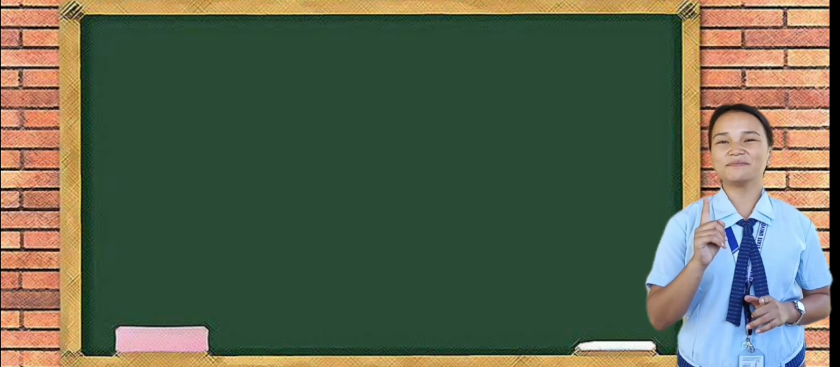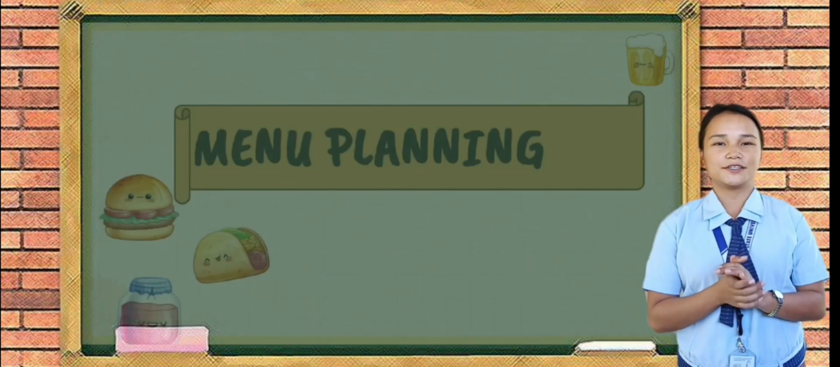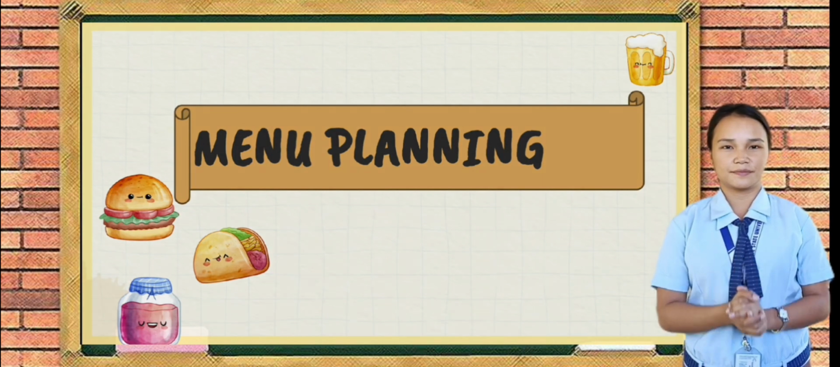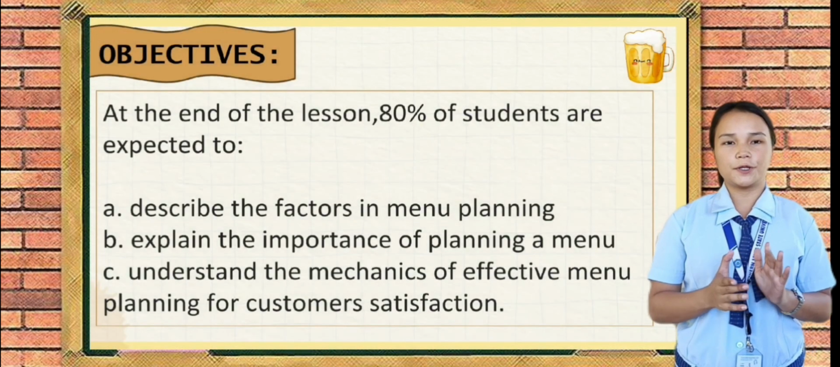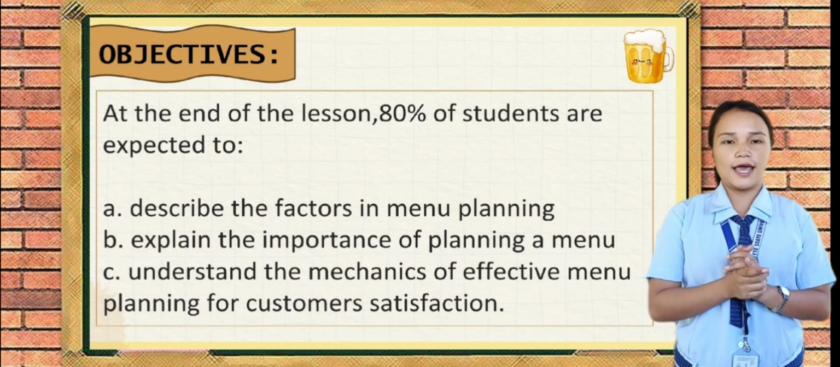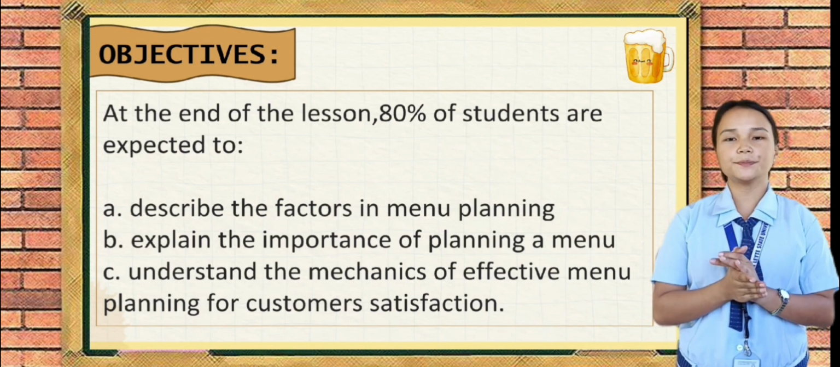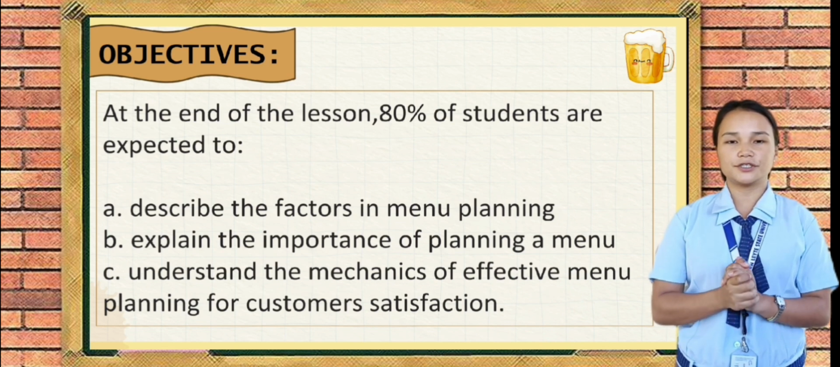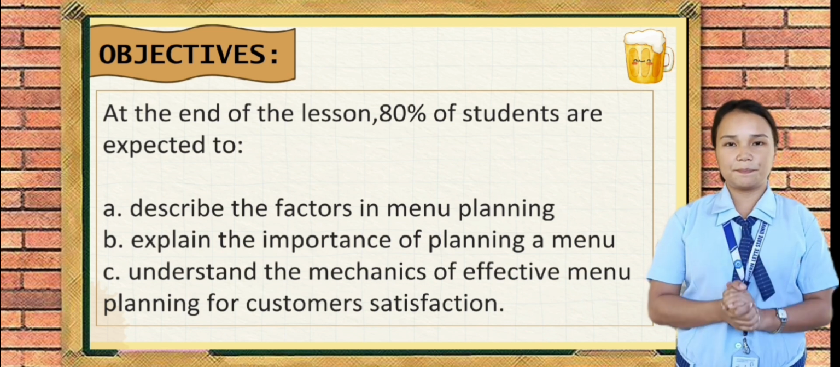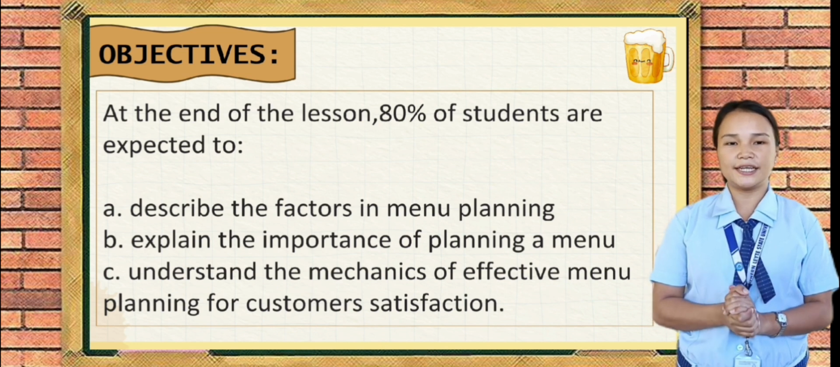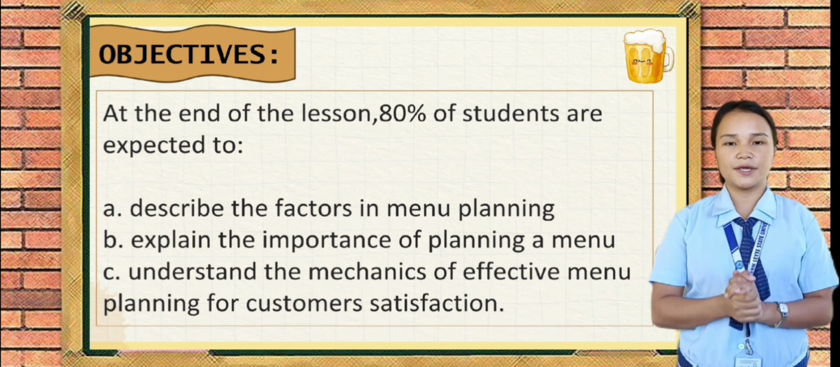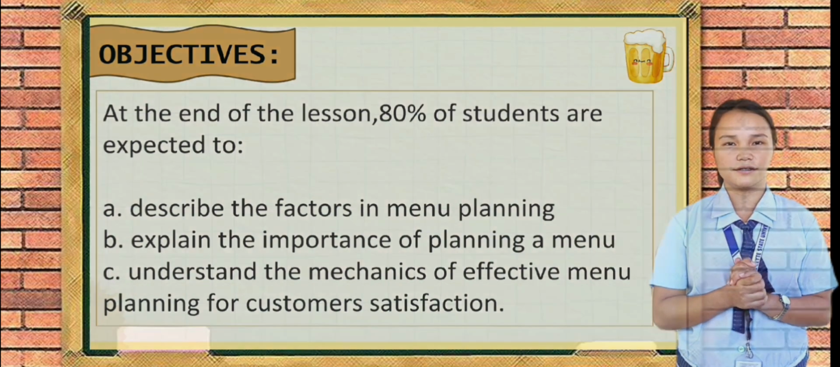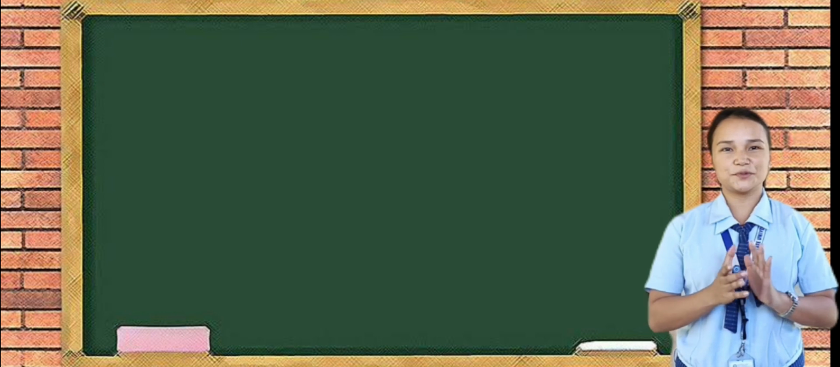You got it right, Mr. Sala. Very good. So our main topic for today is menu planning. So the objectives for today's lesson is, at the end of the lesson, 80% of the students are expected to describe the factors in menu planning, explain the importance of menu planning, and understand the mechanics of effective menu planning for customer satisfaction. So now, let's proceed.